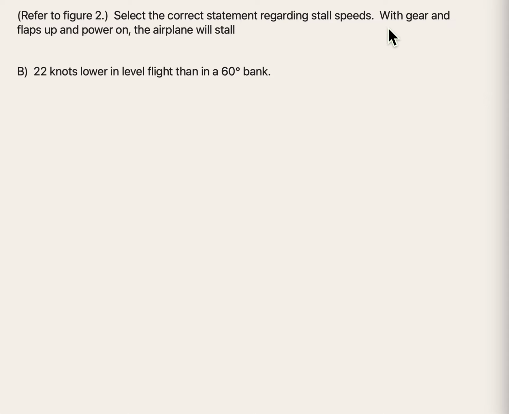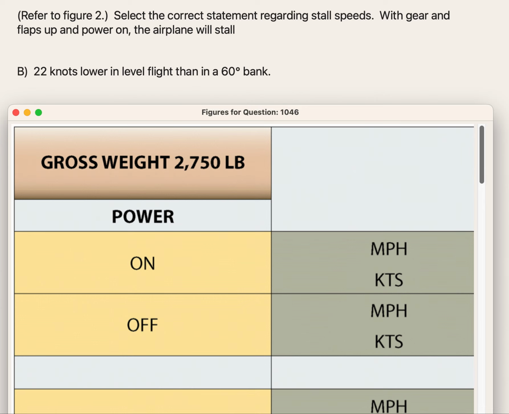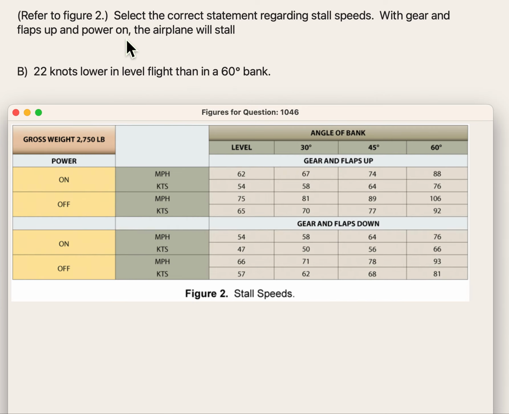Select the correct statement regarding stall speeds. With gear and flaps up and power on, the airplane will stall. Get our figure back. Gear and flaps up and power is on. So level versus 60. 76 minus 54, that's 22. So that's how we get that answer.